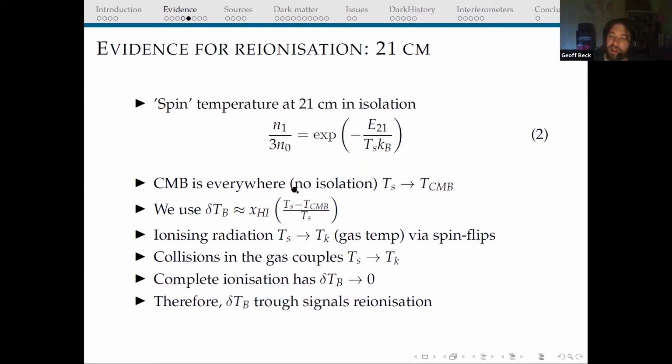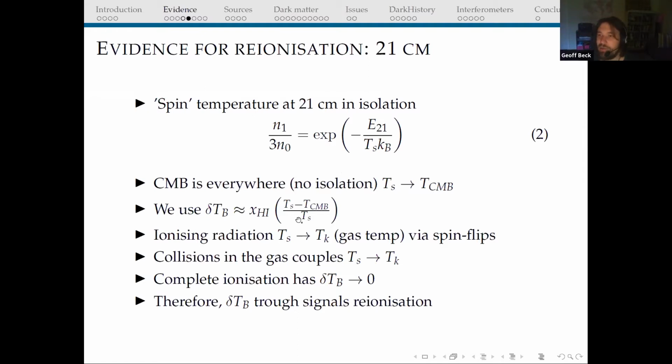But of course, nothing in the universe is really in isolation. The CMB is all over the place, at least after the CMB is formed. And so this means that there'll be a constant interaction between CMB photons and the neutral hydrogen. Remember that the spin flip transition has a roughly radio frequency. So we're going to get constant interaction between this neutral hydrogen and the CMB, and this will drive the spin temperature towards the temperature of the CMB.